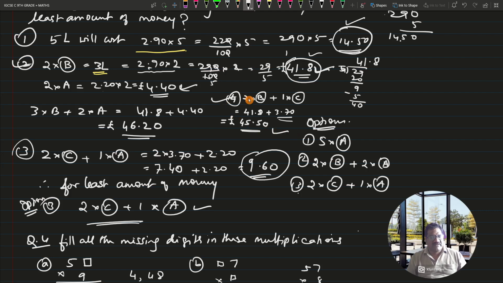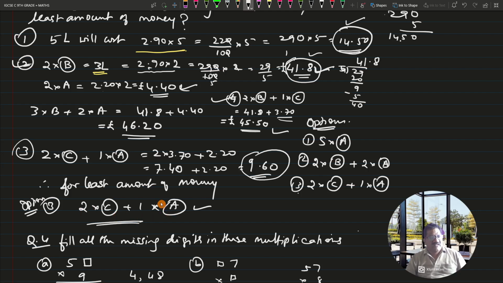So if you want to choose in a way that the least money is spent, you'll have to go for this option. 9.60 is the cheapest. So this is nothing but the option that Leon will have to choose. Which one is the option? Two pouches of C type and one pouch of A type. So that's the answer. Two of C type and one of A type.